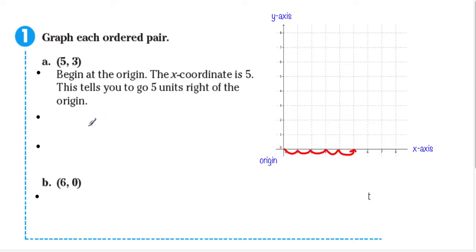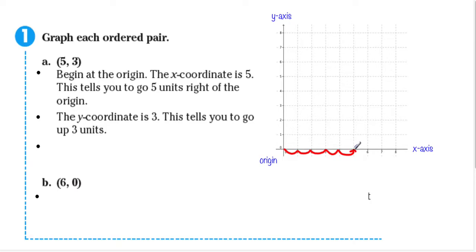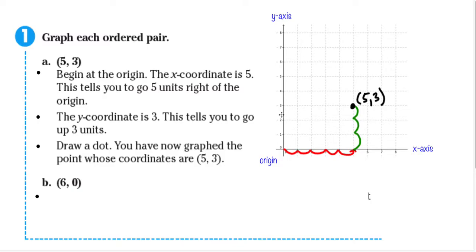And then the y-coordinate is 3. This tells you to go up 3 units. So we go up 3 units: 1, 2, 3. And this will be our coordinate right there, and this is named as 5, 3. So basically, you draw a dot. Now we have graphed 5, 3.